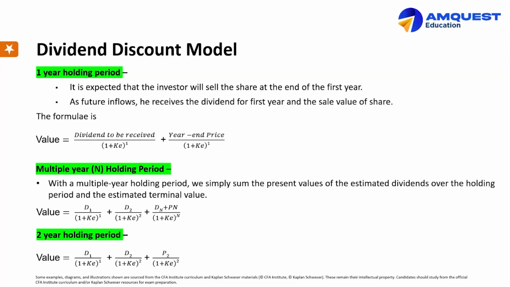Okay. So these are the formulas which we have just discussed. It is expected that the investor will sell the share at the end of year 1. So for a 1 year holding period, the formula is D1 plus P1 divided by 1 plus K. K is the cost of equity.